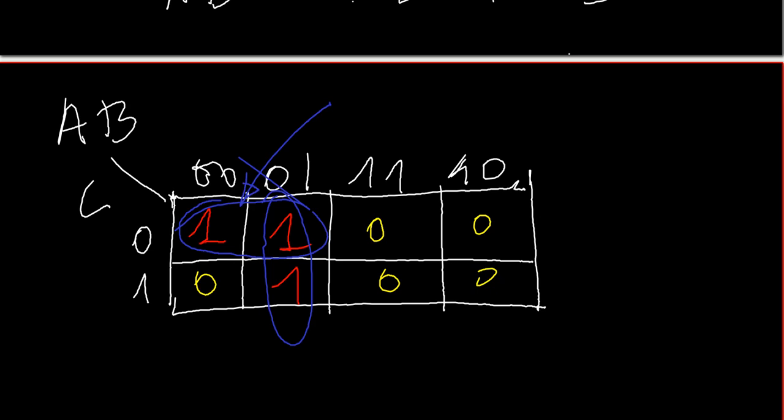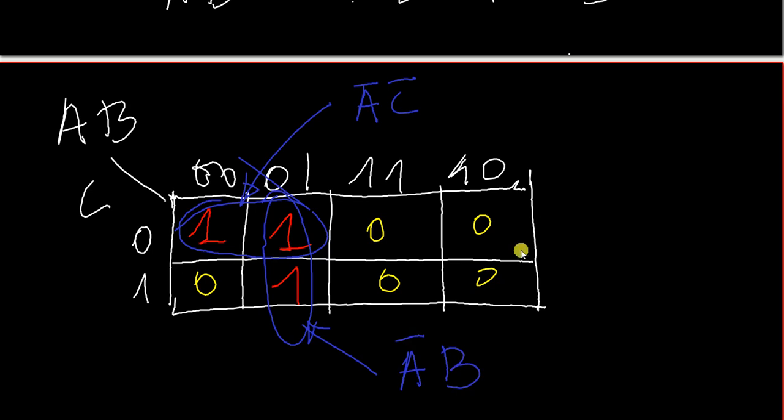B changes value, as C does not change. So I'm going to get A bar C bar also. And this other second grouping is going to give me, I discovered that A bar does not change and B does not change, while C changes value, which is going to give me A bar B.